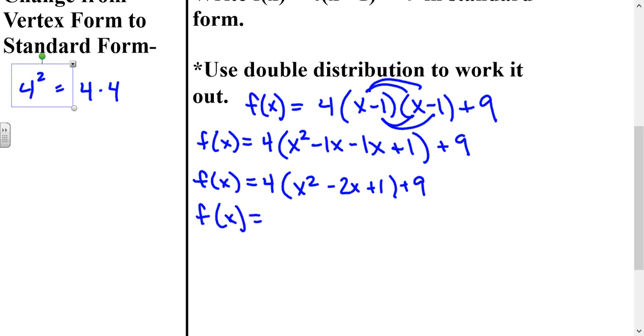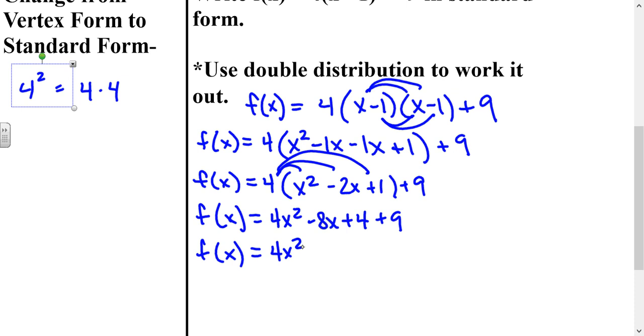Okay, now we can go ahead and, do we add first or do we multiply first? If we follow the order of operations, we would multiply first. So we're going to distribute the 4. So we would get 4x squared, and then 4 times negative 2x would be negative 8x. And 4 times 1 would be 4, and then we have plus 9. So now we can combine the 4 and the 9 on the end there. So 4 plus 9 would be 13. And that would be our final answer.